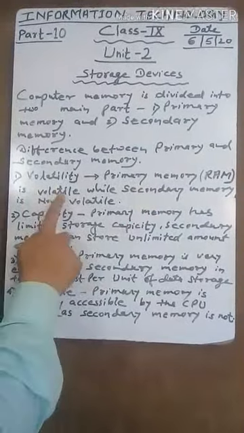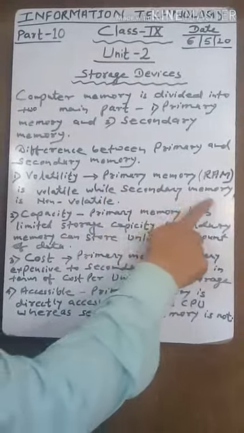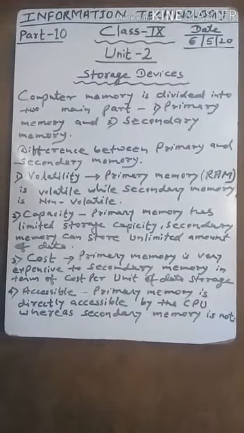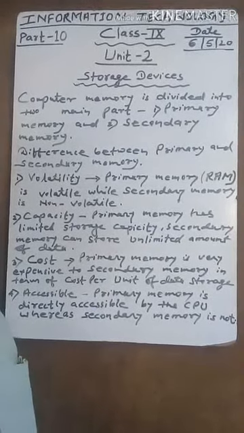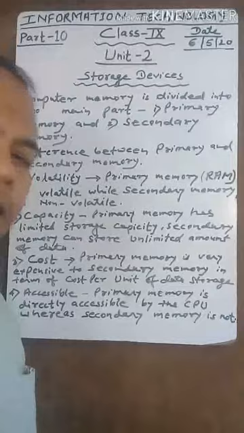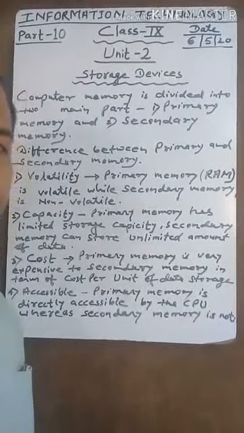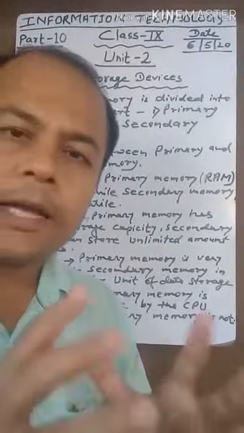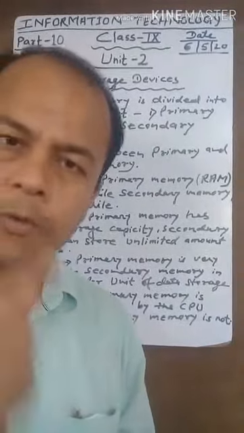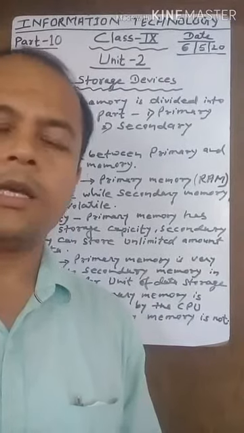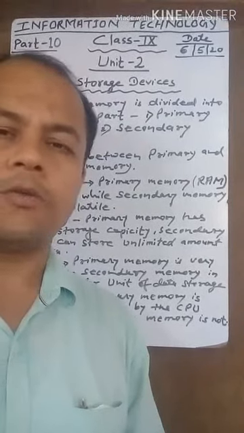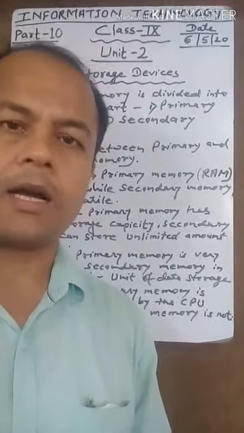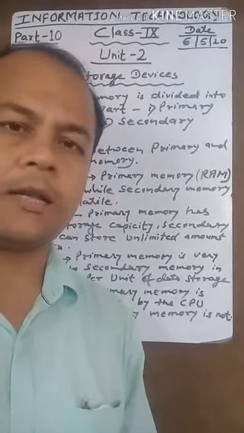Primary memory is volatile while secondary memory is non-volatile. That means primary memory is a volatile memory and secondary memory is a non-volatile memory. In primary memory, we can store data temporarily, but in the secondary memory, we can store our data for a long time. This is the volatile memory.